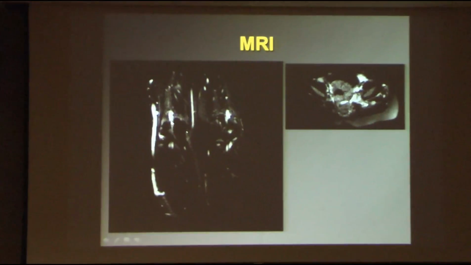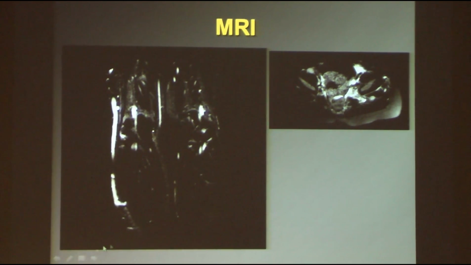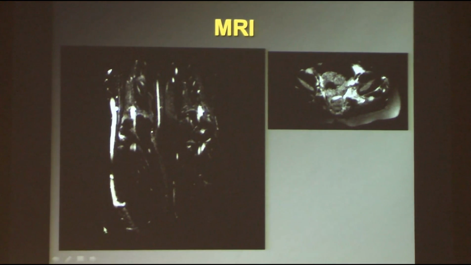So MRI, these are standard images. In this sequence, everything that's bright has fluid in it, blood, and the flow is very slow. So here you can see in this right leg, you can see this deep vein, the popliteal vein. You can see this normal saphenous vein. And here you see the marginal vein, which is kind of large and straight in this young child. Over time, as the person gets older, they get more and more tortuous and wiggly.